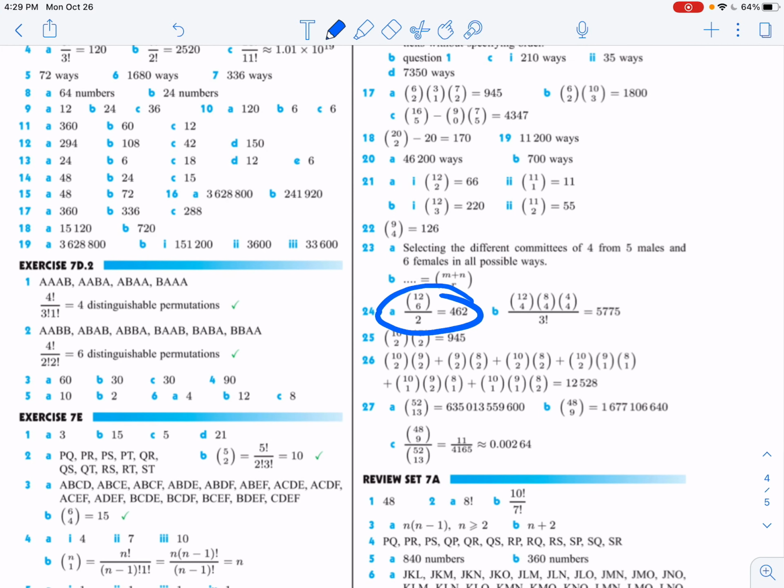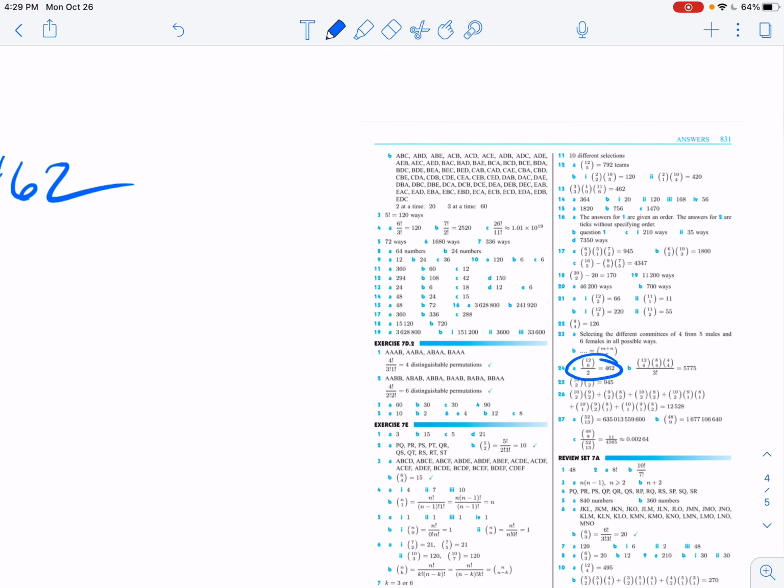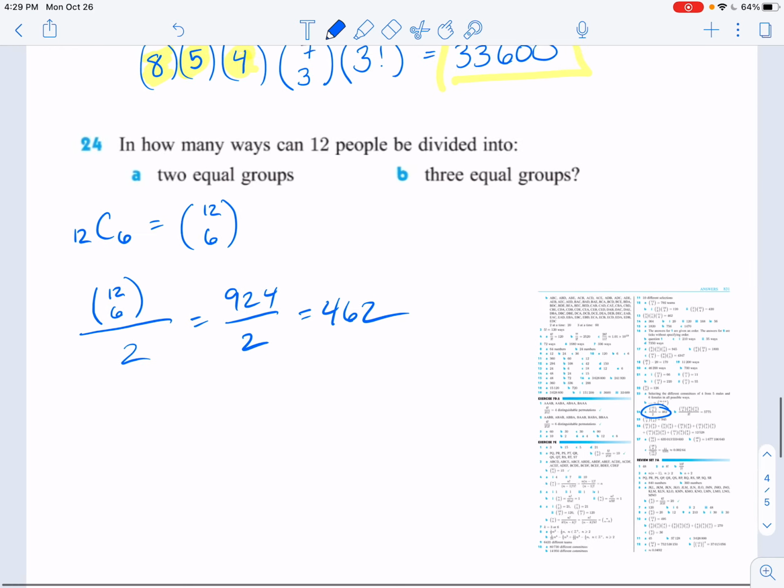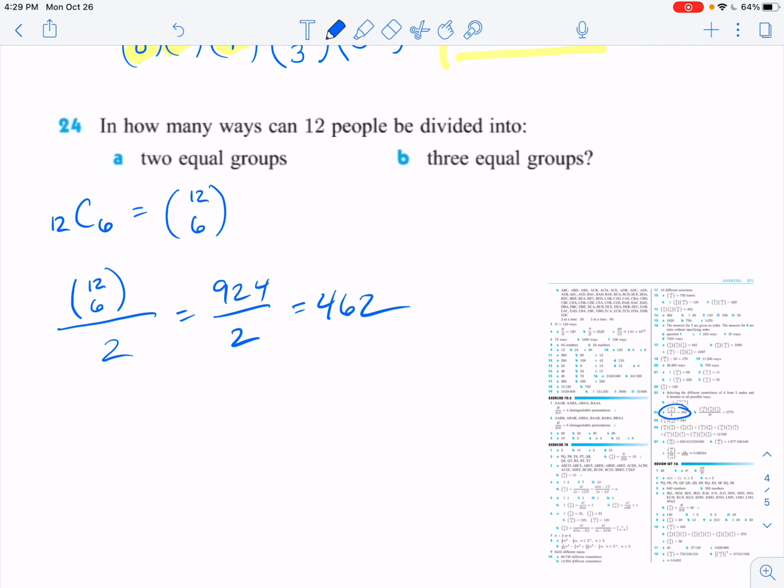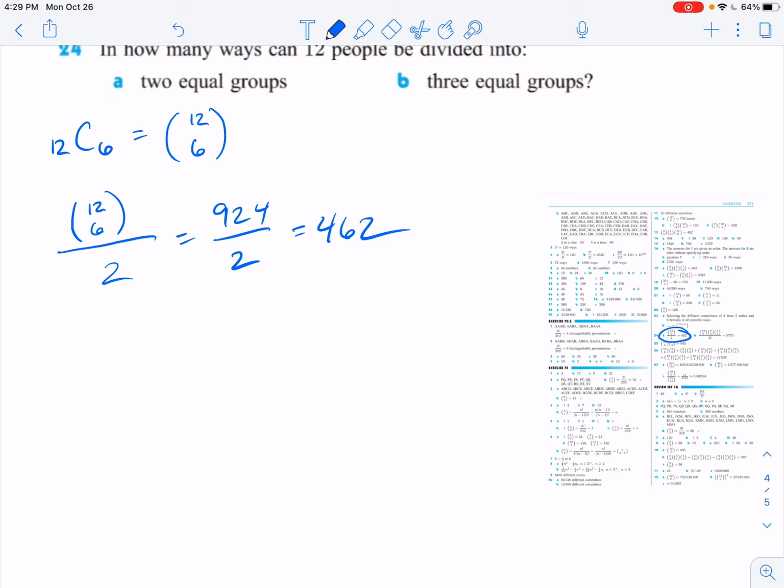Yeah, that was part A. I think it's because those 6 people could be in group A or in group B, but it would work out the same way, so you have to kind of divide that away. Okay, then the one with 3 equal groups, that's part B.